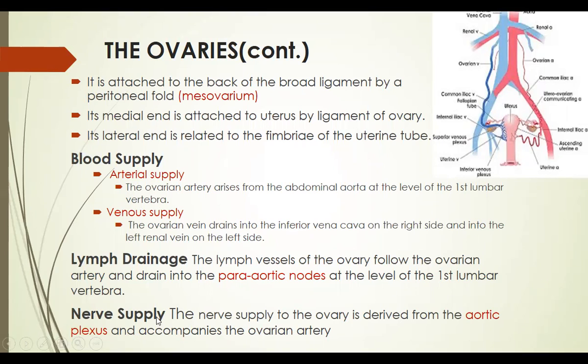Okay, nerve supply. The nerve supply to the ovary is derived from the aortic plexus and accompanies the ovarian artery. So there is a plexus around the aorta called the aortic plexus. That nerve plexus lies around the ovarian artery, and it comes and supplies the ovaries.